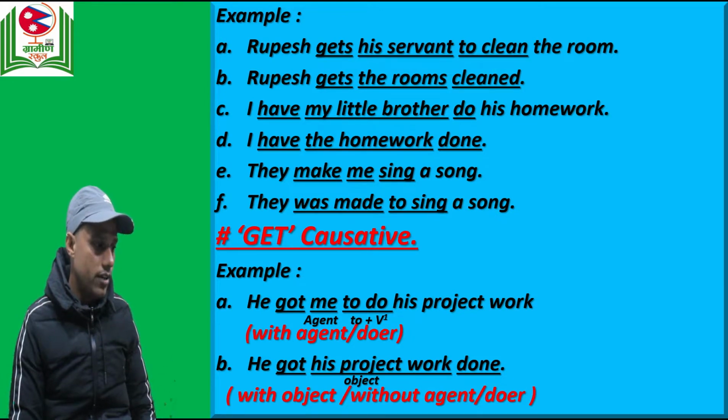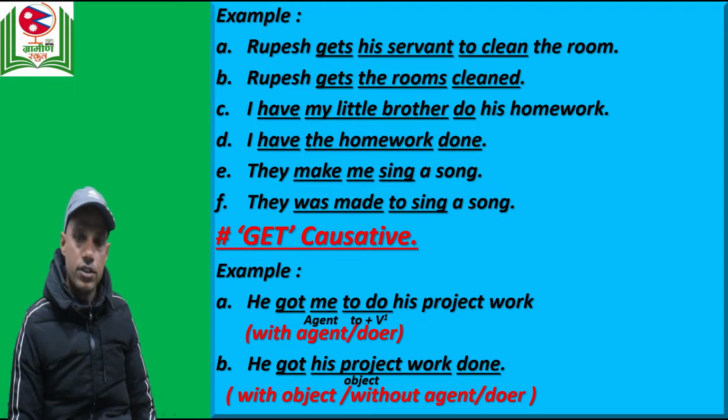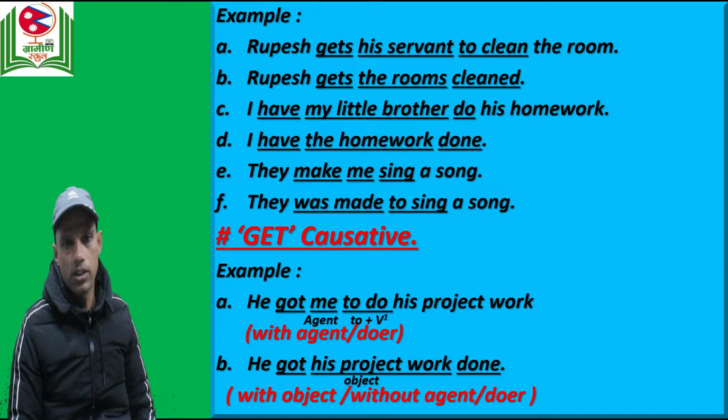Now number C, we have I have my little brother do his homework. Number D, I have the homework done. Number E, they make me sing a song. Next example we have, I was made to sing a song. Yes. Now for each causative verb I have given you two examples, and let's see the differences between these two examples, first and second, third and fourth, and fifth and sixth.